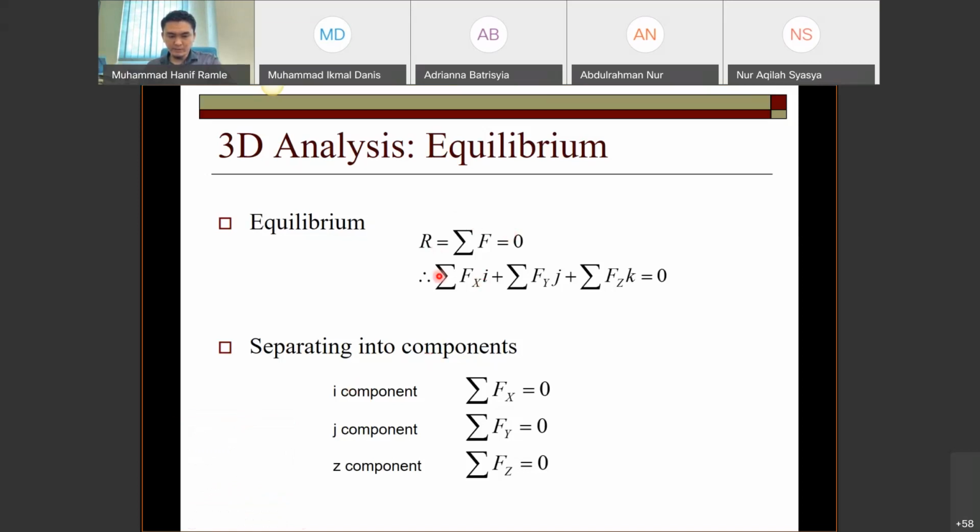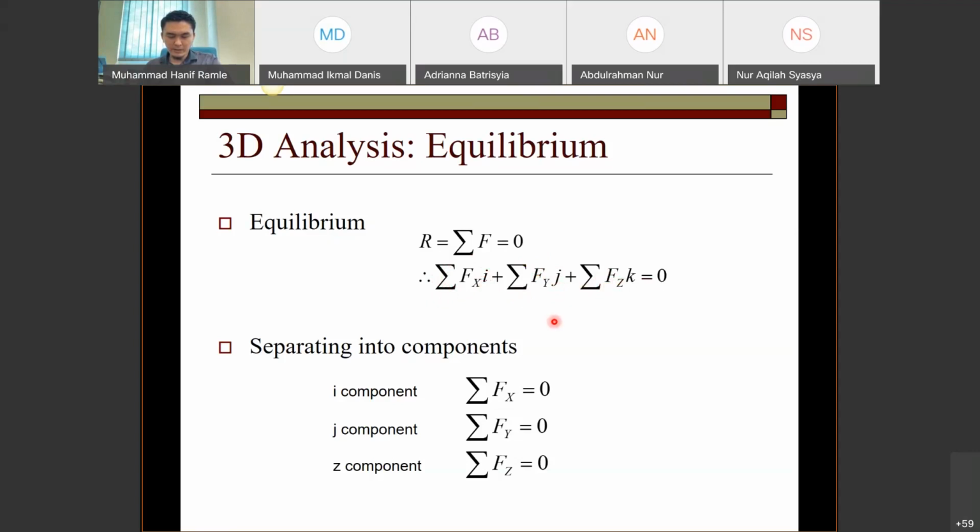And because of the 3D, you have to have IJK form. Meaning that every single component has its own summation of forces as well. For the x component, we denote it as summation of Fx. For the y component, summation of Fy, and the z component is summation of Fz. And the total should be equal to 0. Okay, the first Newton's law.